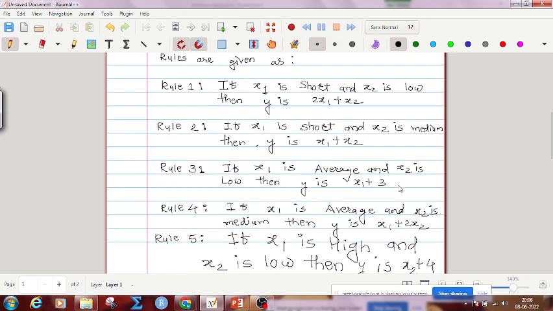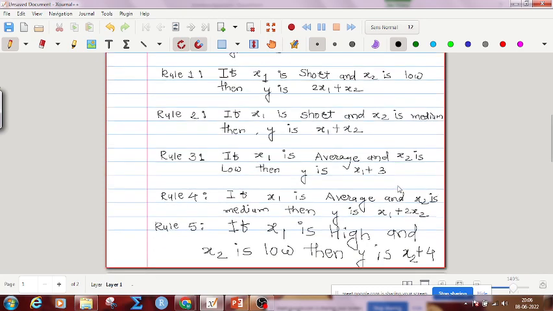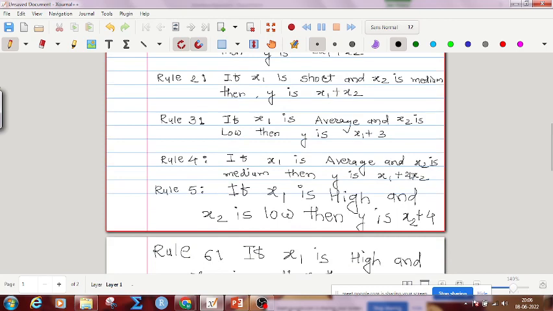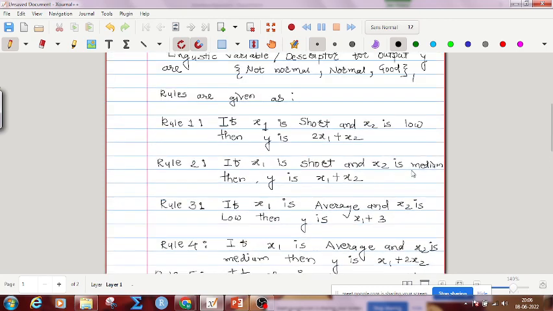So can you tell me which rules I should consider? There are a total of 6 rules. So which rules should I consider?